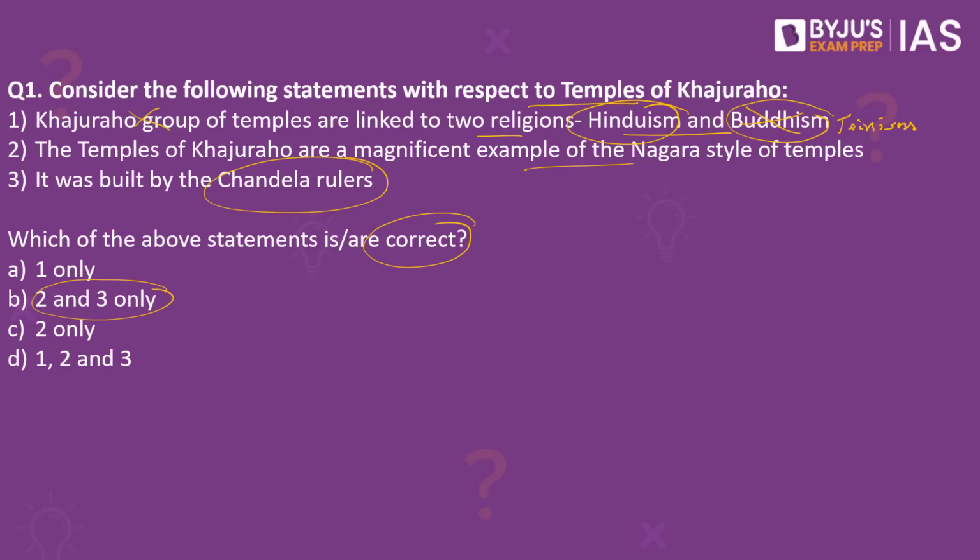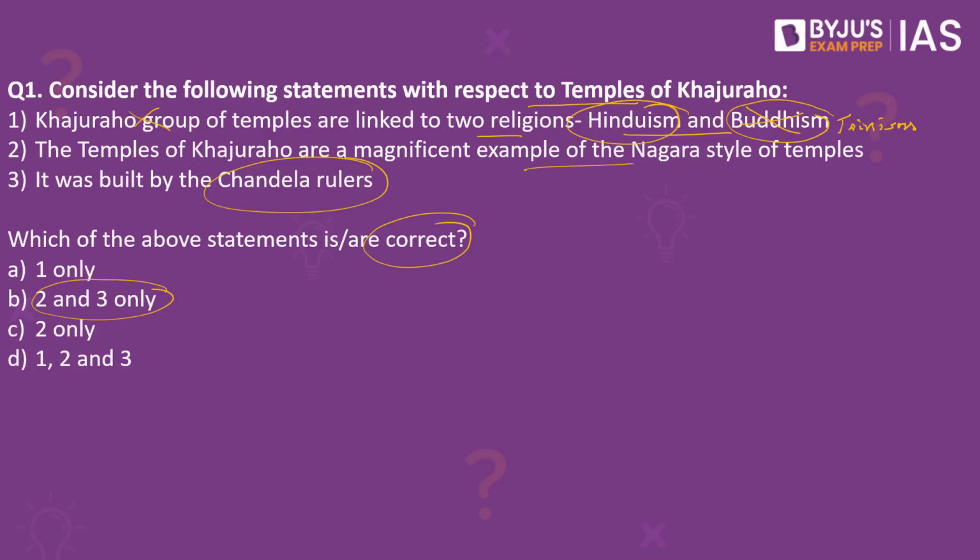When we look into the second option, the temples of Khajuraho are a magnificent example of Nagara style of temples. This is a right statement. We know for a fact that when it comes to temple architecture, there are three different modes of architectural styles. What are those? One is the Dravida style, the second is the Nagara style, the third is what is called the Vesara style. The Nagara style is one of the prominent styles of temple architecture, which is prominently found in the northern part of India.